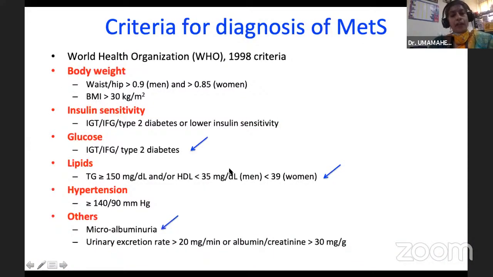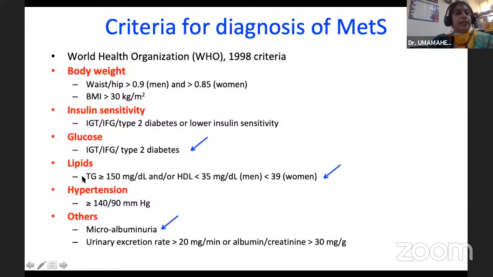And the World Health Organization had actually tried to categorize these risk factors. Primarily, these are the major categories in which they believe metabolic syndrome risk factors could be categorized. Of course, the first one would be obesity, that is body weight. And then comes the glucose dysfunction. So it could be either lack of or loss of insulin sensitivity and development of high glucose, which is a condition which we call as type 2 diabetes.